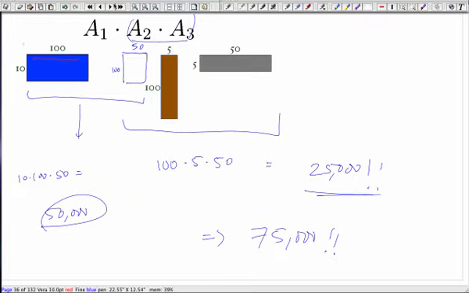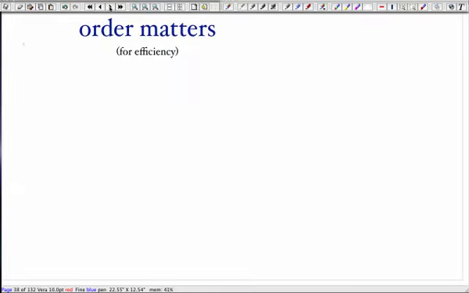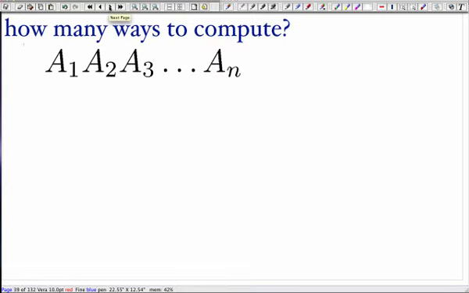So, what's the point of this? The order in which you multiply these matrices matters. What's the best order? That's the next problem we're going to solve.